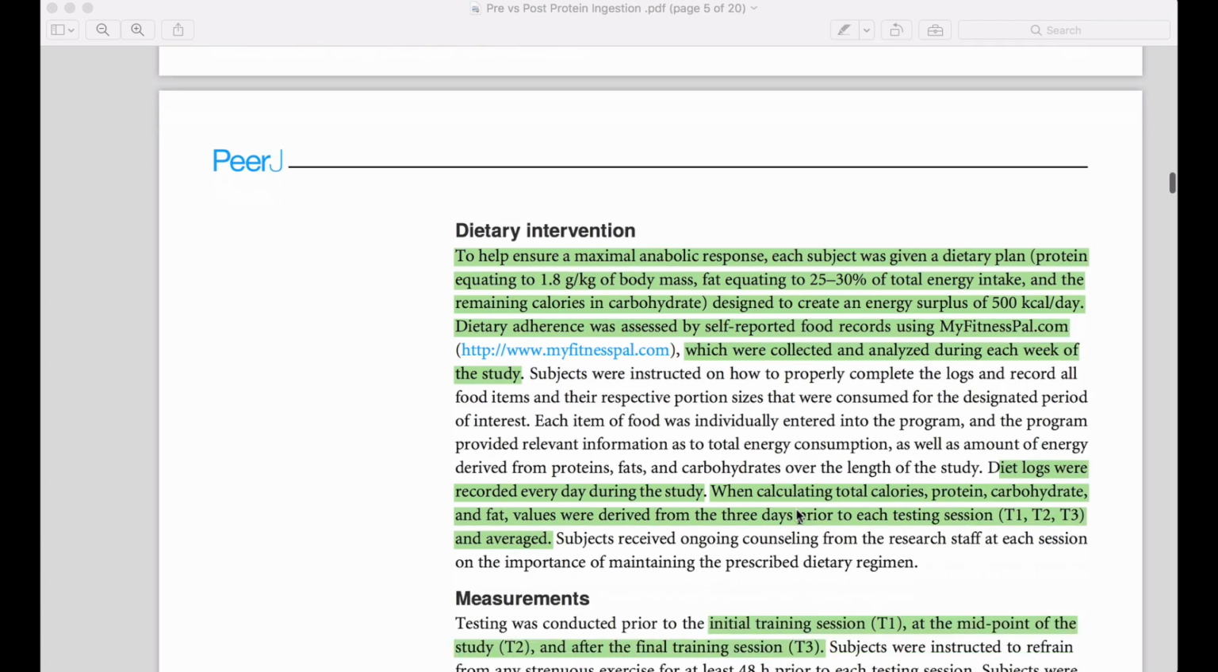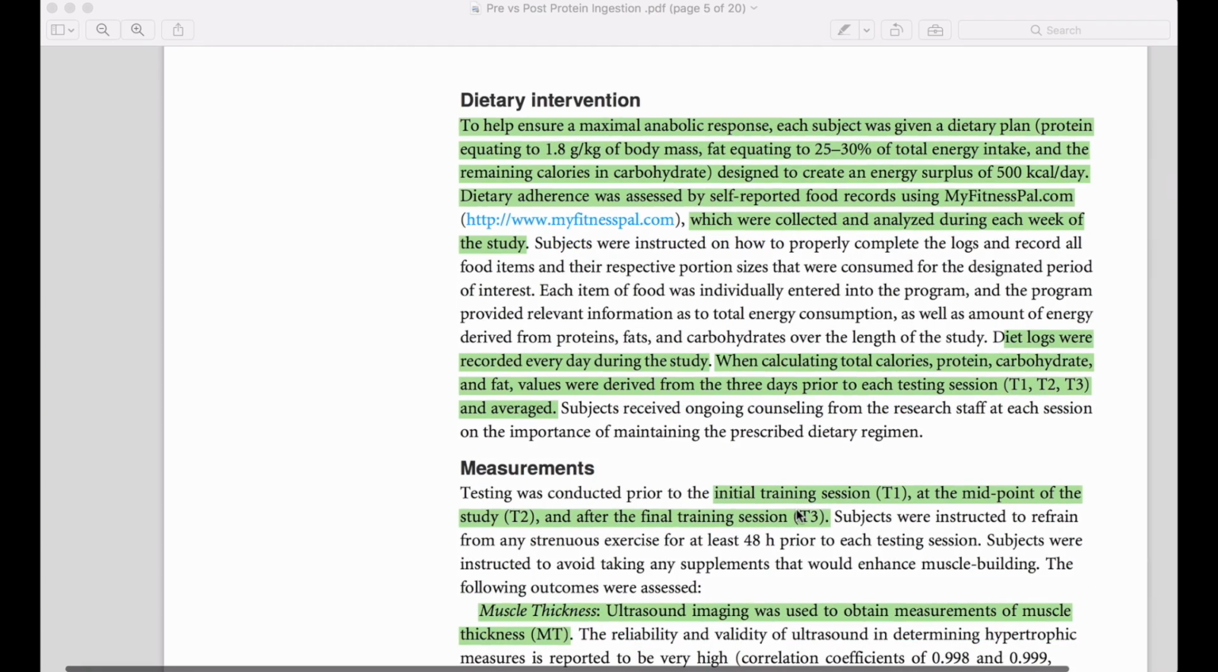Moving on, we can look at the dietary intervention. For them to maximize the anabolic response, each subject was given a dietary plan to equate to 1.8 grams of protein per kilogram of their body mass, with fat equating to around 25 to 30% of total energy intake. They were looking to be in a caloric surplus of around 500 calories plus per day. However, when we look a little bit further, did they actually adhere to that? Were they actually in a caloric surplus, or did they not follow it?